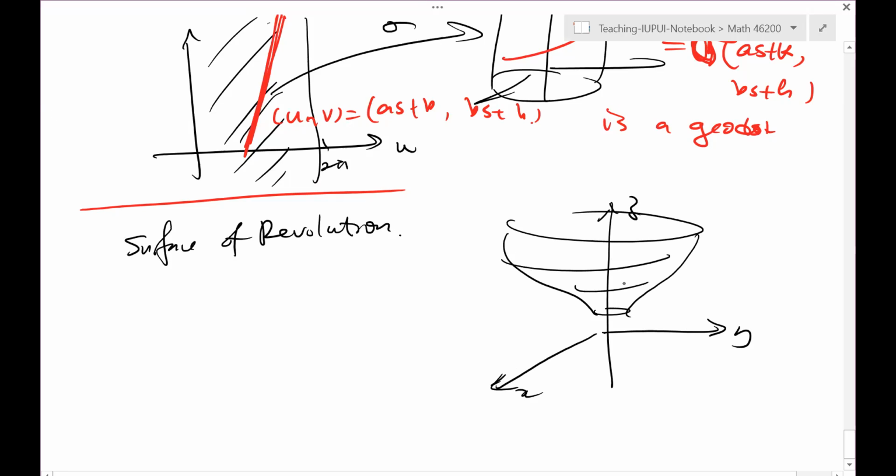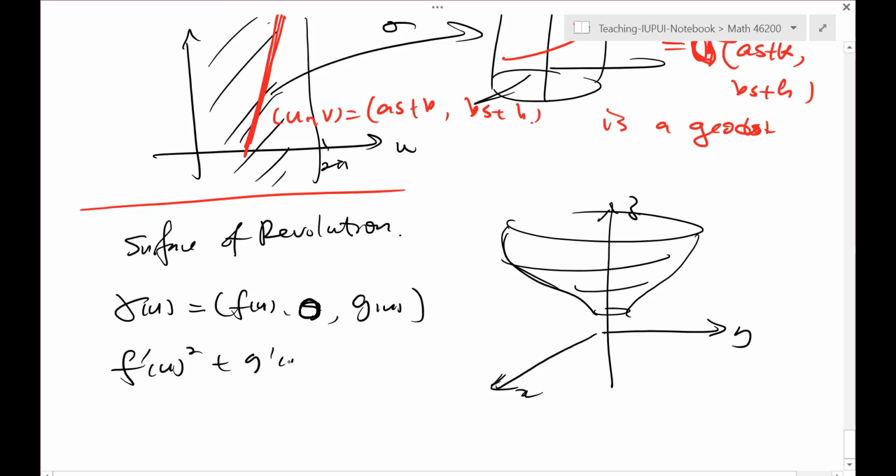All right, so I choose a gamma, and that's a special curve. Gamma is going to be f of u, g of u, so gamma prime of u squared plus g prime of u squared equals 0.